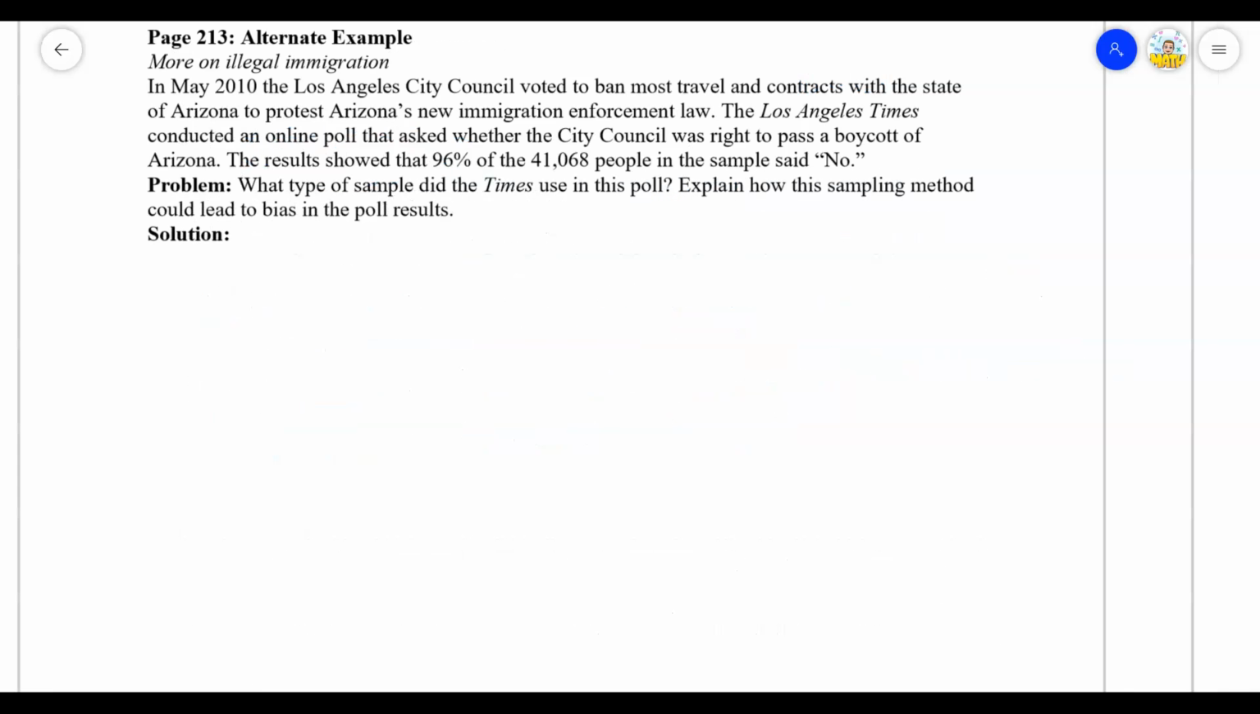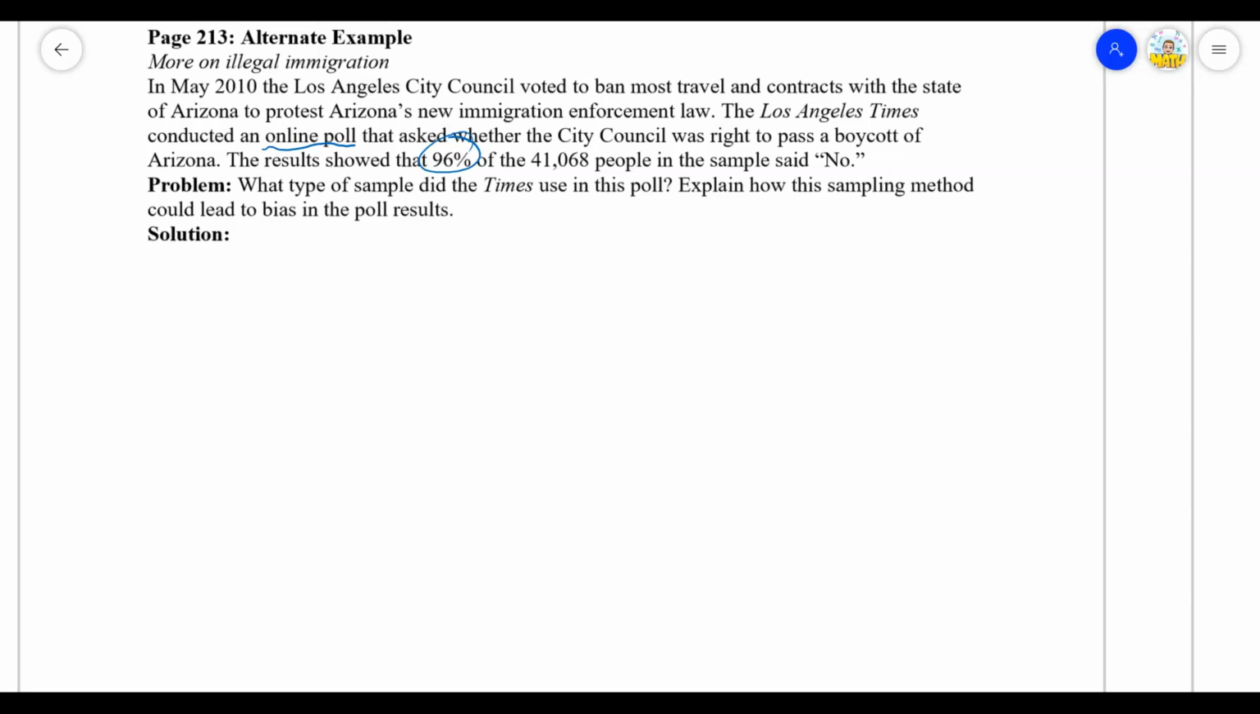If we can think about the graphic that I showed you to start here, see if we can apply that. If not, we'll see what's happening in this situation. In May 2010, the Los Angeles City Council voted to ban most travel and contracts with the state of Arizona to protest Arizona's new immigration enforcement law. The Los Angeles Times conducted an online poll, so I'm going to lock in on that, and asked whether the city council was right to pass a boycott of Arizona. That's a very simple question: was this right or not right? The results showed that 96%, that's a pretty big number, of the 41,068 people in the sample said no.